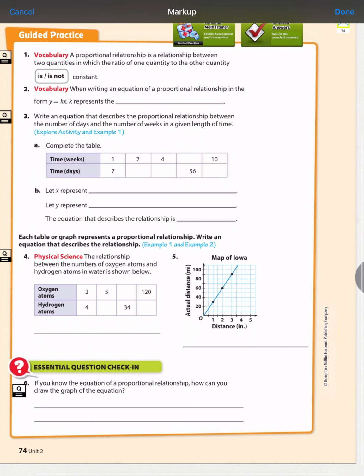So number 1 says, vocabulary: a proportional relationship is a relationship between two quantities in which a ratio of one quantity to the other quantity is or is not constant. Alright, remember, about two pages back we talked about proportional relationships. They must be constant, so it is. It is constant.